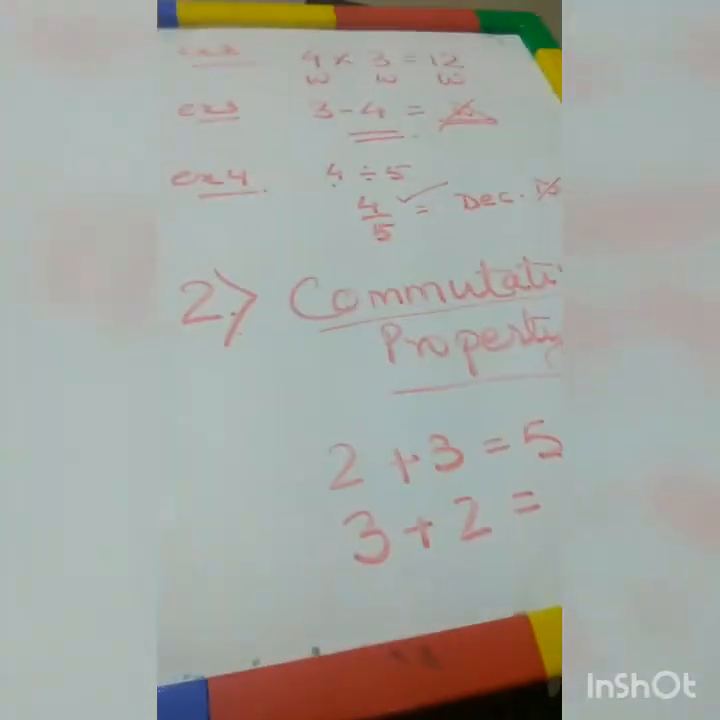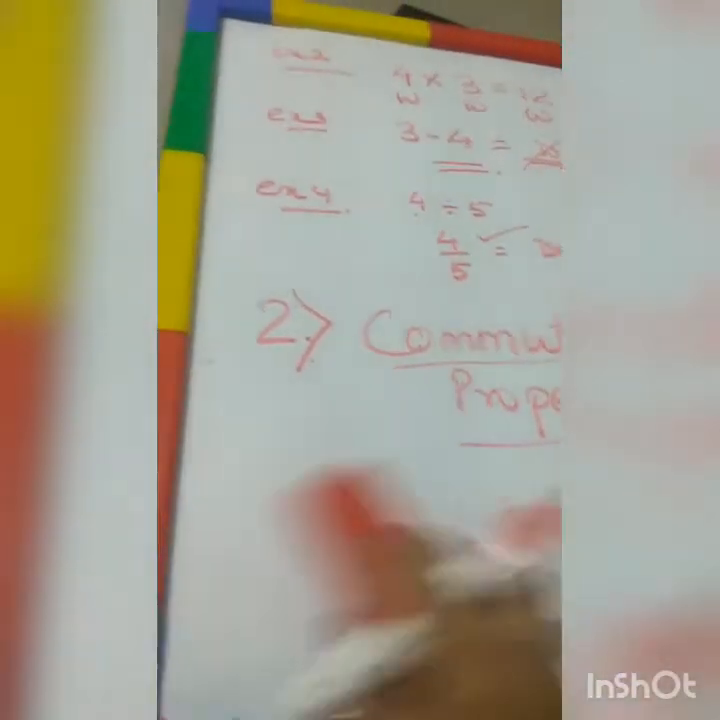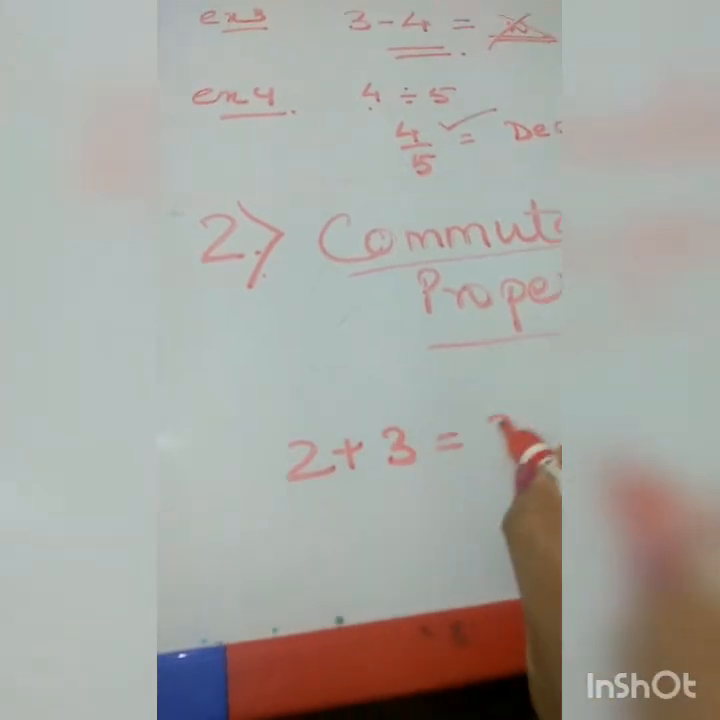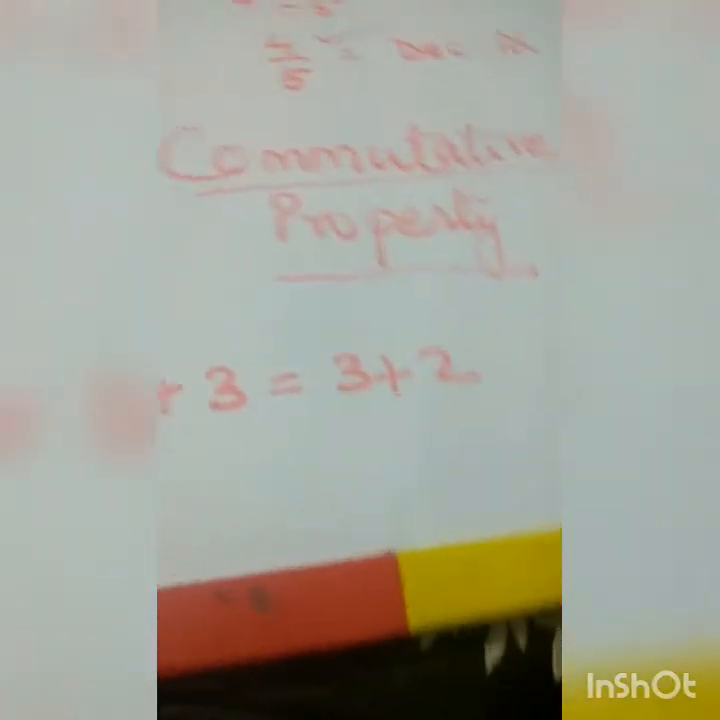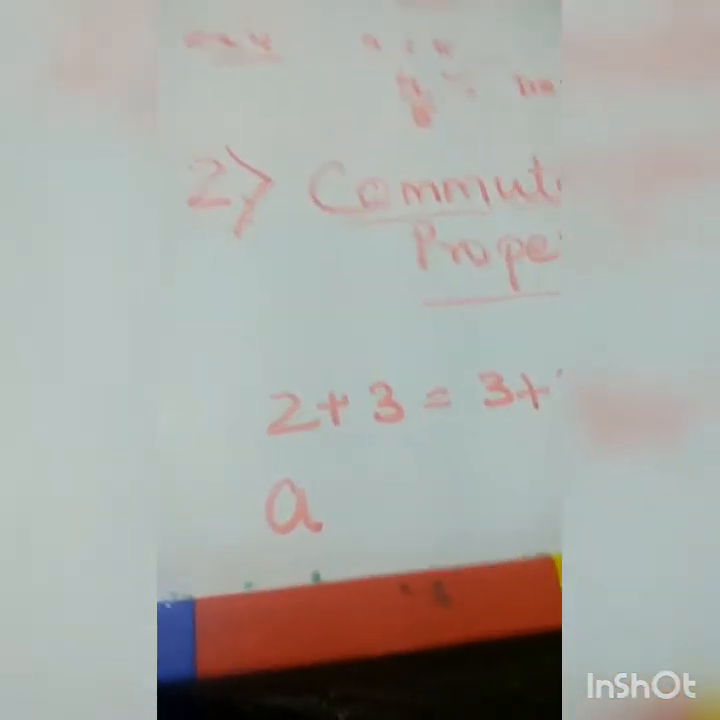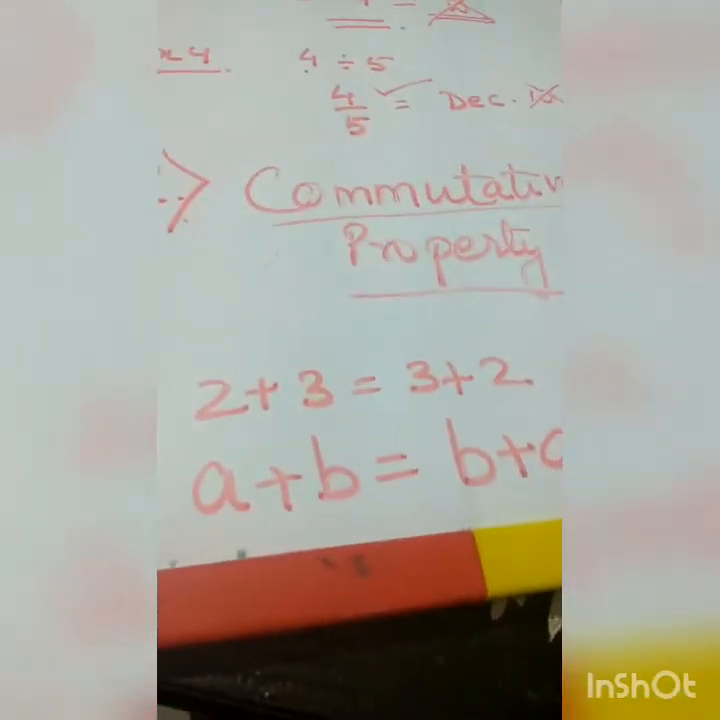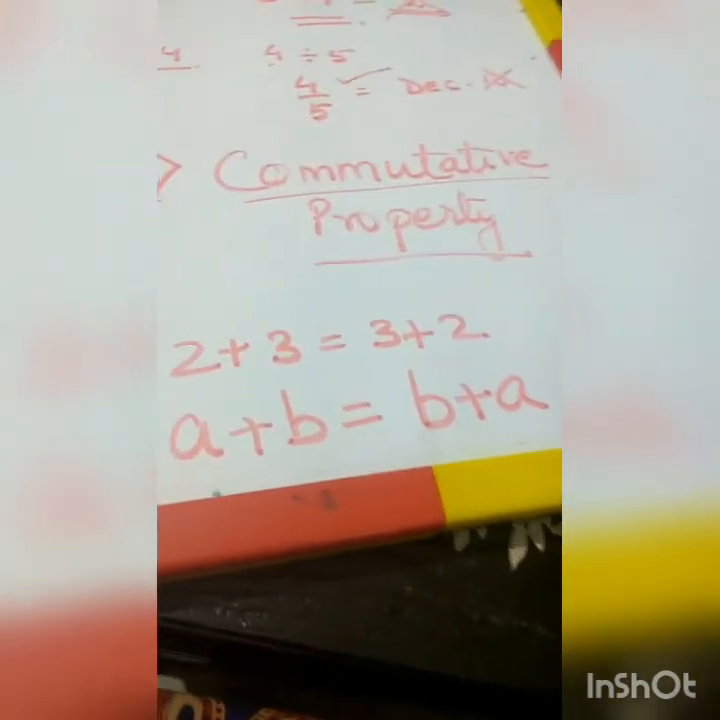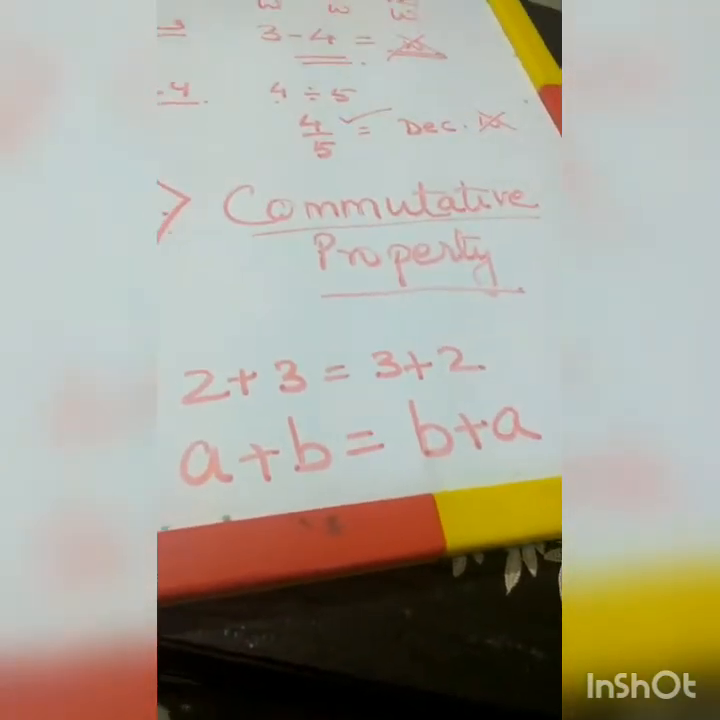So this is written as, in general, I can write it as a plus b is equal to b plus a, and this is called commutative property.